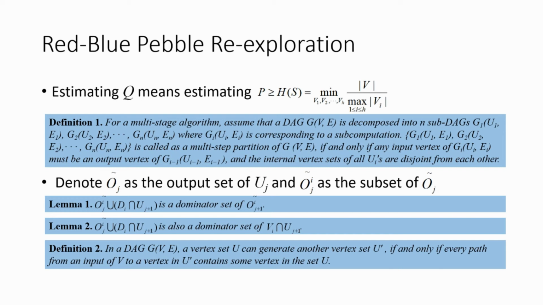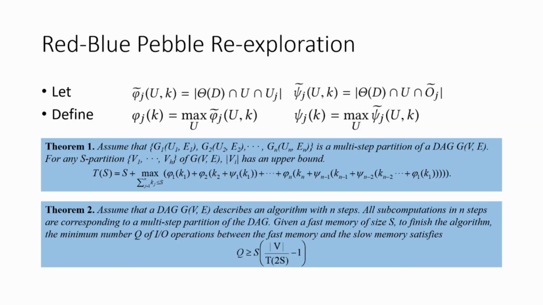Furthermore, if U can generate U prime, we find that U can also generate any vertex on every path from a vertex to U or from U to a vertex in U prime. For any vertex set U whose dominator set D and minimum set M contain at most S vertices respectively, denote the set as the vertex set generated by D. And here, let tilde phi JUK and tilde psi JUK be expressed as follows.